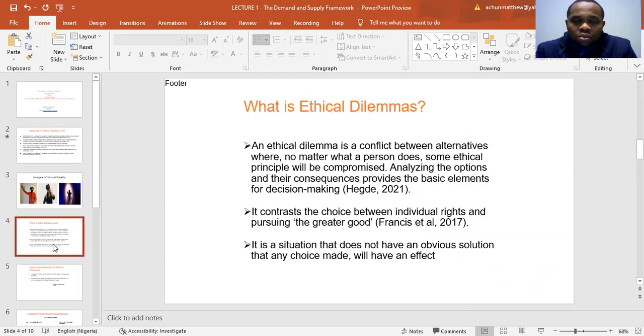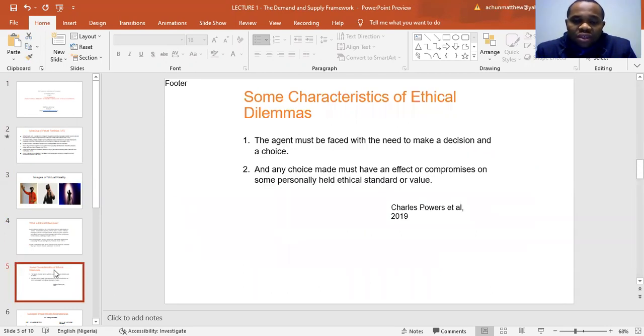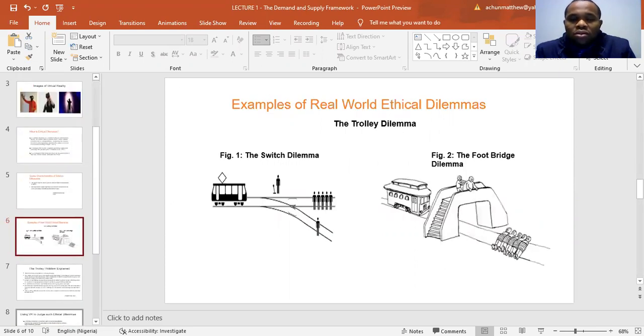And the next question is, what is an ethical dilemma? An ethical dilemma is actually a conflict between alternatives. It is a situation whereby there is a choice to be made and there is a corresponding effect. So the characteristic of an ethical dilemma is that there is a decision, a choice that must be made, and that choice will definitely affect something. Now, let's look at an example of a real-world ethical dilemma.